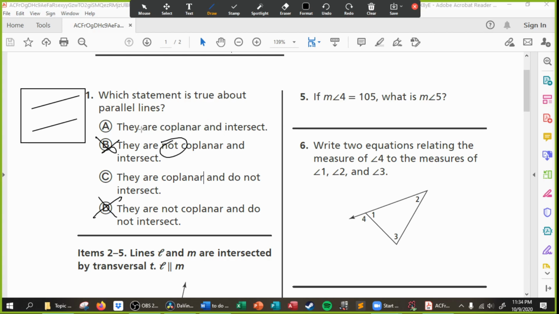Then the question is, they are coplanar and intersect, or they do not intersect. Well, we know parallel lines continue forever in the same direction and they never intersect. So our first answer for this review is C. They are coplanar and they do not intersect.